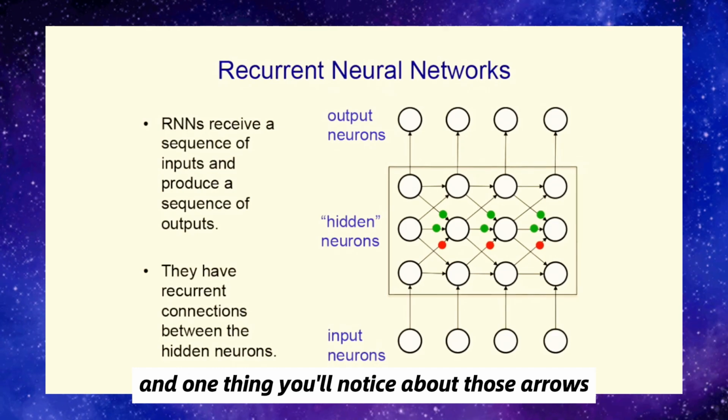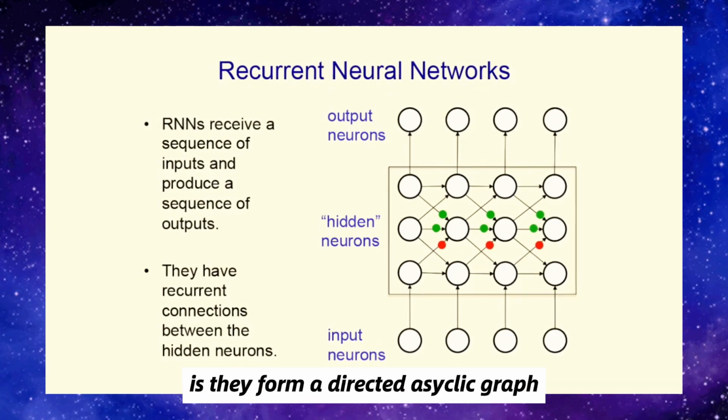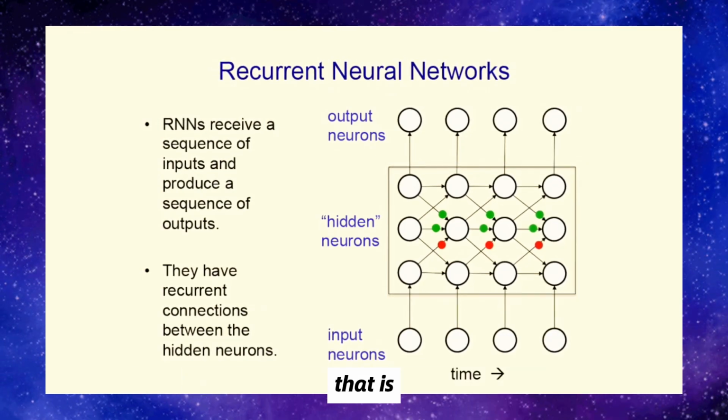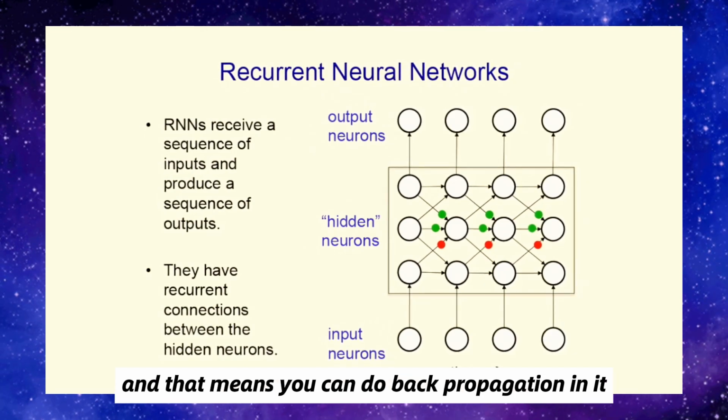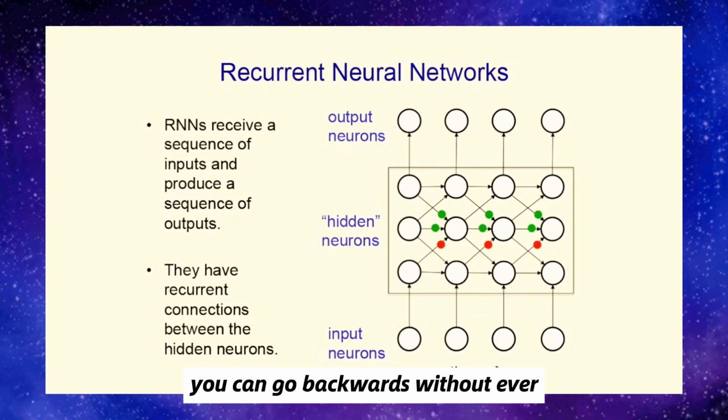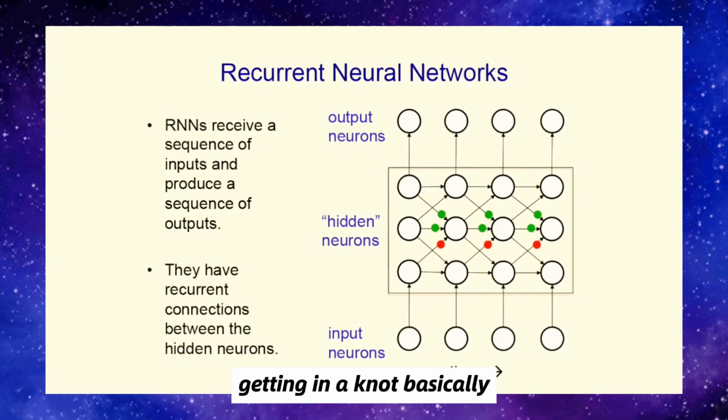And one thing you'll notice about those arrows is they form a directed acyclic graph. That is, you cannot go round in a circle following the arrows. And that means you can do backpropagation in it. You can go backwards without ever getting in a knot, basically.